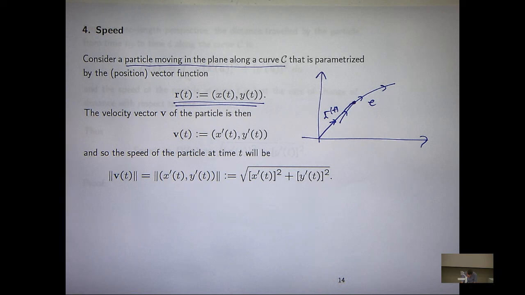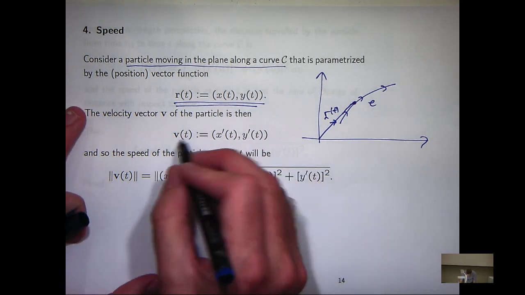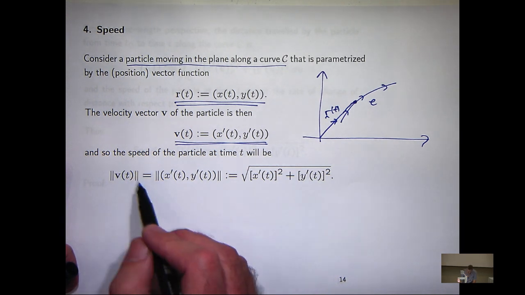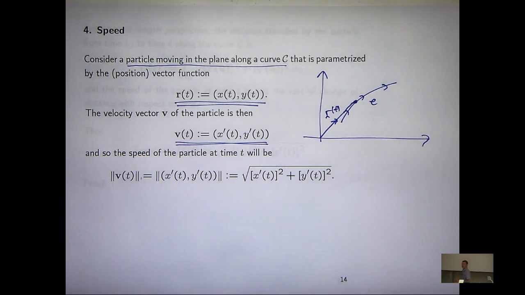Now, the speed of the particle is just the magnitude of the velocity. So if this is the velocity vector, by these two vertical parallel lines, I mean the magnitude of the vector, or the norm of the vector. Okay? So that's how we define the speed of a particle.